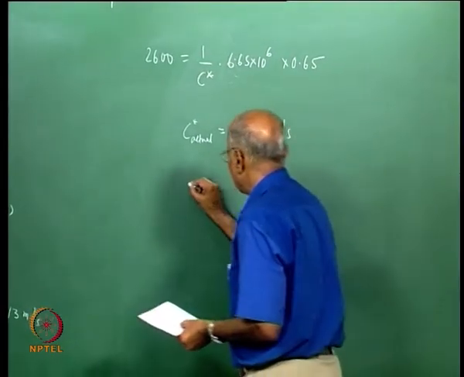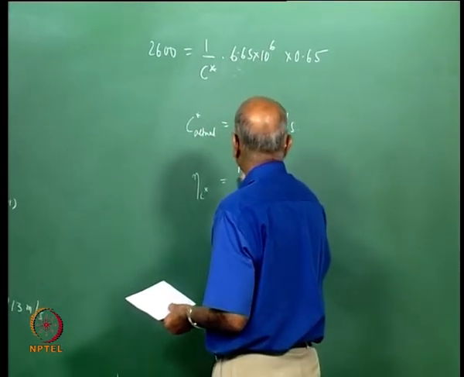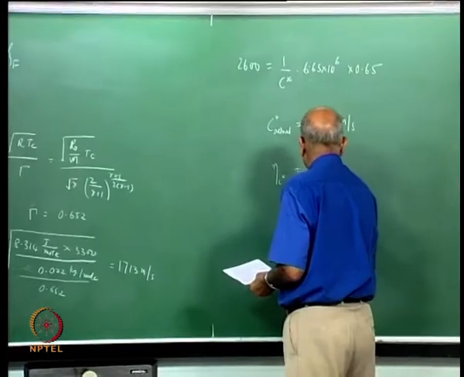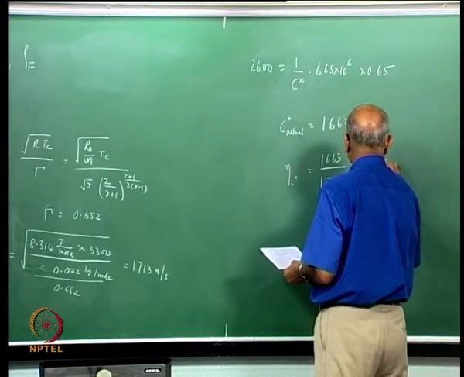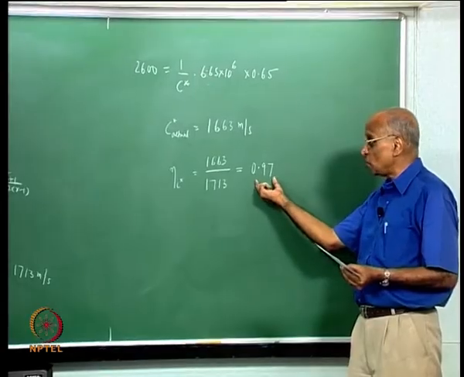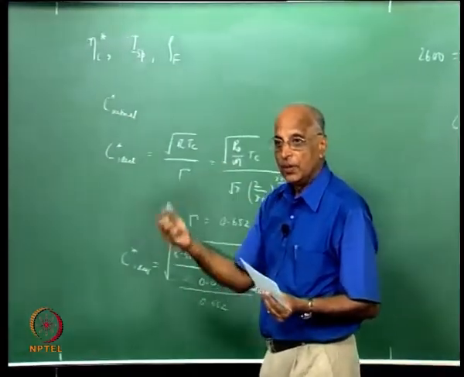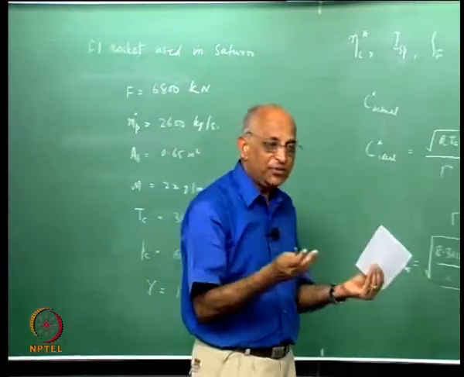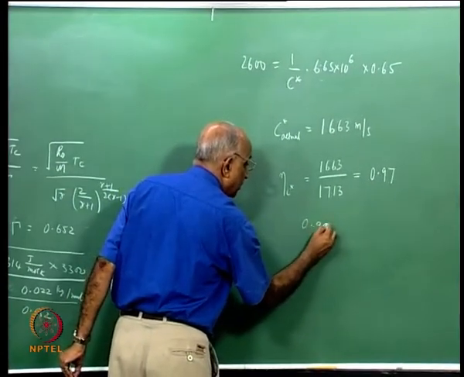Rather, the value of C star efficiency is therefore equal to the actual value 1663 divided by 1713, which is equal to 0.97. In fact, you find that the C star efficiency is quite high even for a rocket made in the year 1962. The present rockets like the space shuttle main engine have a C star efficiency of the order of 0.99.